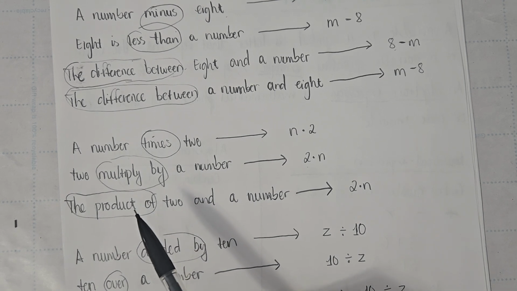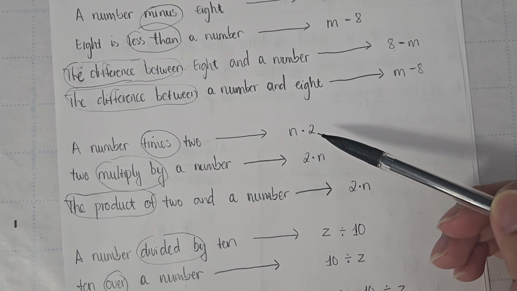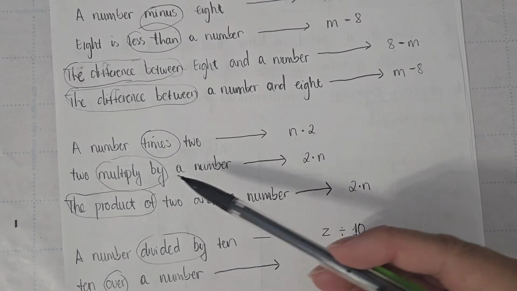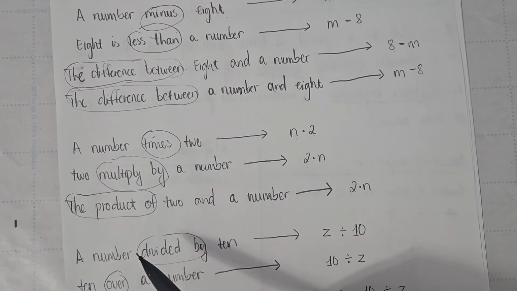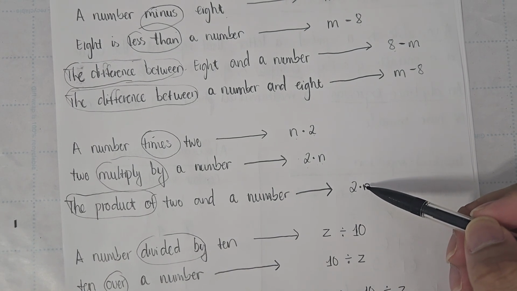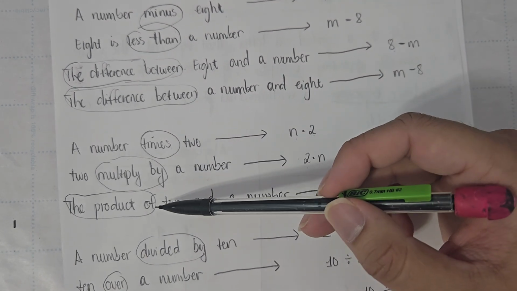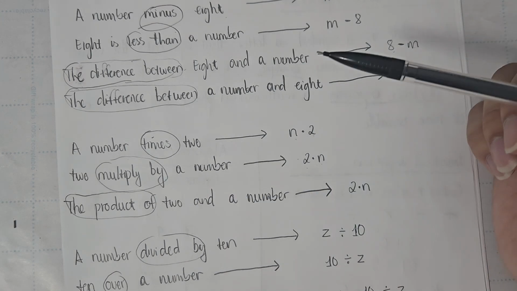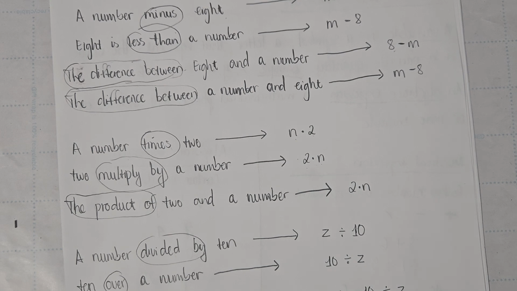Here we have a number times 2, n times 2. 2 multiplied by a number: 2 times n. The product of 2 and the number: 2 times n. So here we have times, multiplied by, the product of. It just means multiplication. So we are translating the phrases into algebraic expressions.